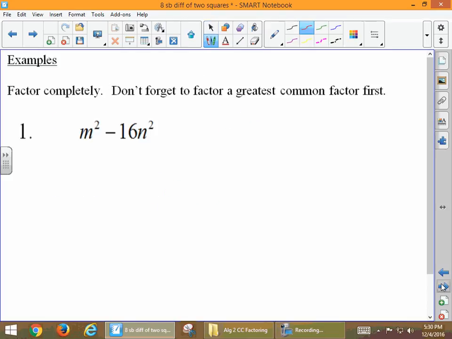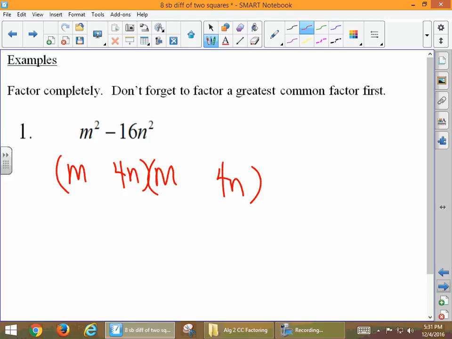So to finish, let's practice some. Notice there in the directions, don't forget to factor out a greatest common factor first, if we can. And as we look at this first example here, we cannot factor out a greatest common factor. So what we're looking for is, how are we going to break m squared apart? Well, m squared is m times m. And by the way, we want the same factors. 16 is 4 times 4. And n squared is n times n.